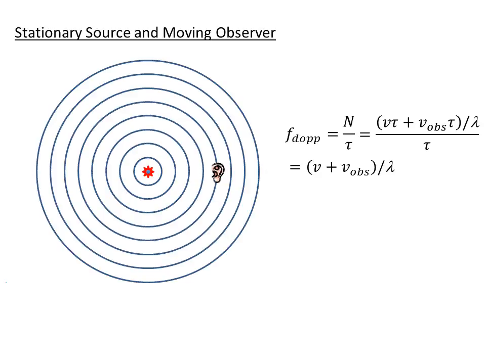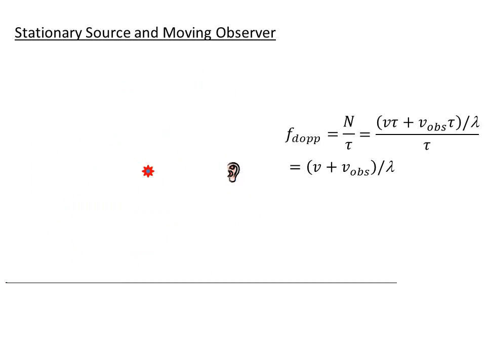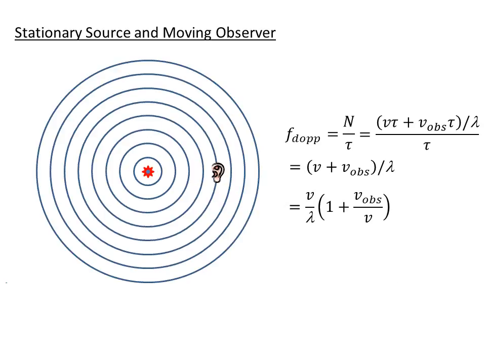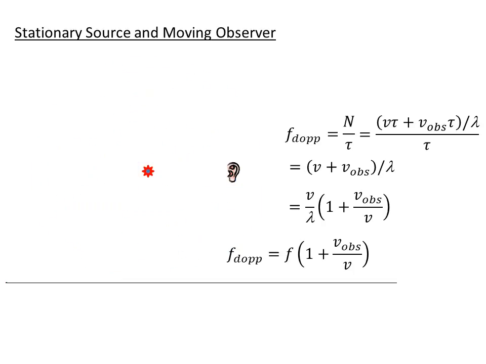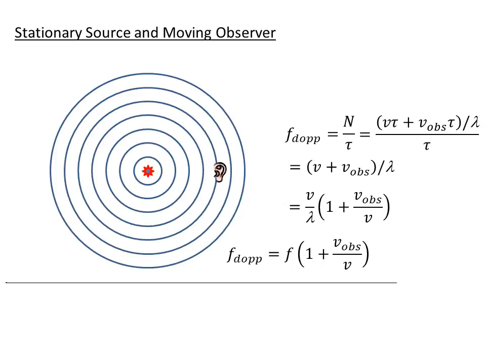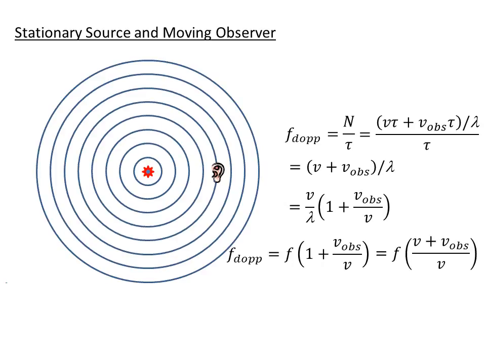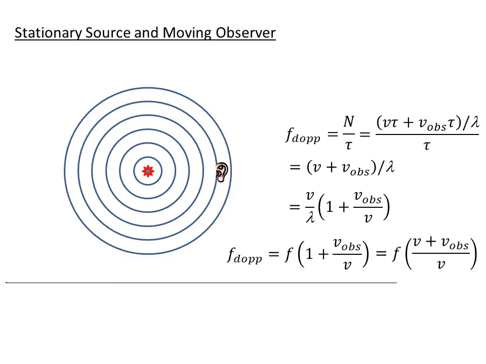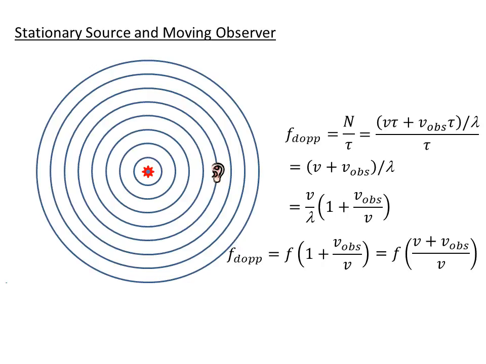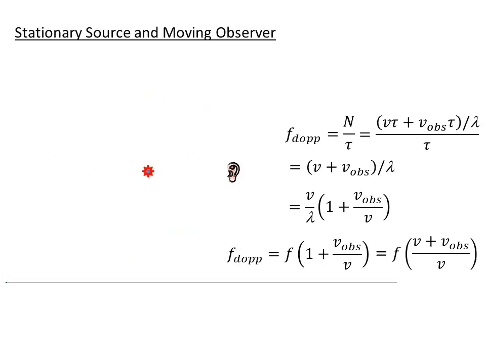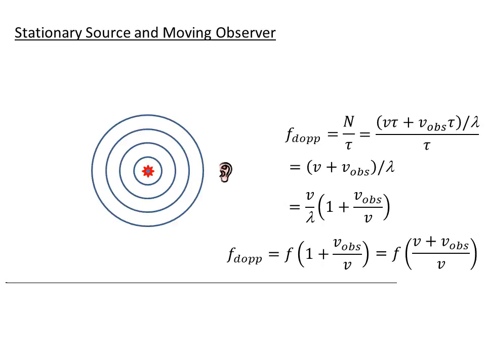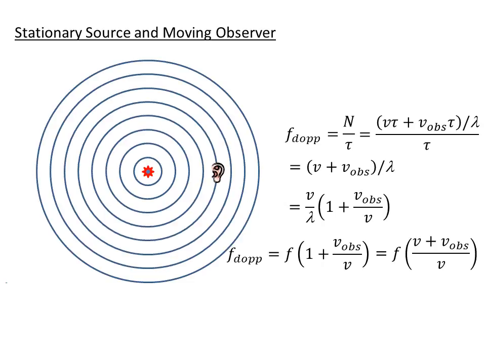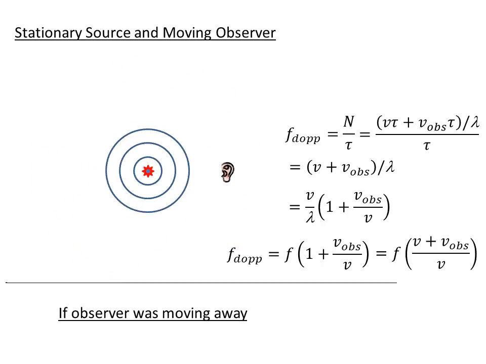If we rearrange that, we see that the time drops out, and we have that it's equal to the frequency times the quantity of 1 plus the observer's velocity divided by v, or we can rewrite this as the frequency of the sound times v plus the velocity of the observer divided by v of the wave. So the frequency in this case will be higher because the ear moves in. It sees more crests in a certain amount of time.